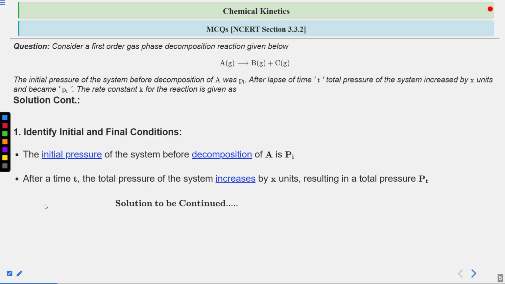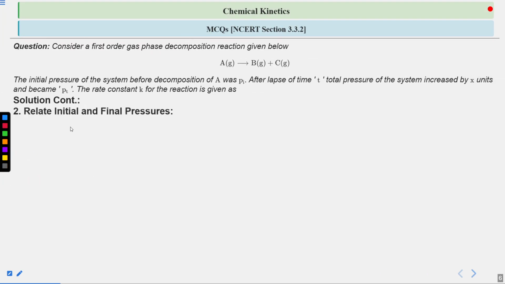Now, secondly, we will relate the initial and the final pressures by the given condition. So the total pressure at time T, if you want to express it, how can it be? It can be expressed as PT, that is the total pressure at time T, equals the initial pressure plus the increase of the pressure in that lapse of time T, that is X amount of pressure, right? So PT, that is the total pressure, is denoted by Pi plus X.